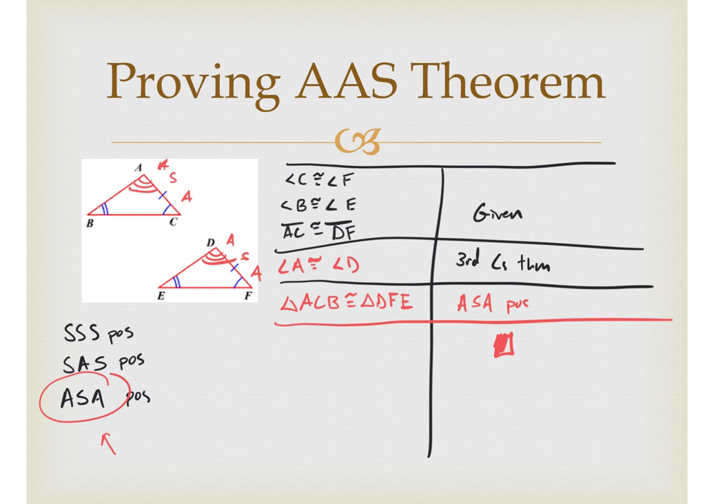Sign off and you're done. We have now proven the angle, angle, side theorem. So anytime you see the order of information angle, angle, side, you can now just say it. These two triangles are congruent. All right, let's keep going.